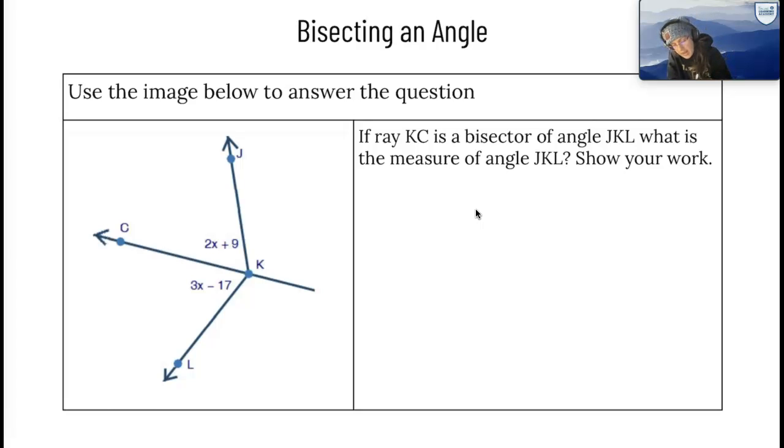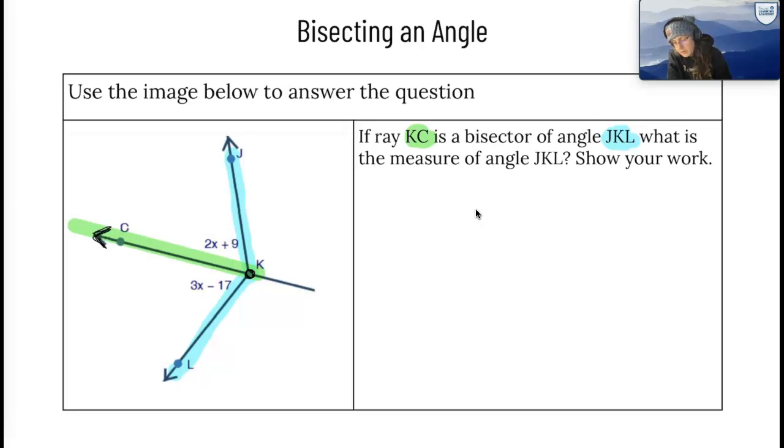So if ray KC, right here, why is it a ray? It's a ray because it has one point and then it goes on forever. That's why it's a ray. Is a bisector of angle JKL. Here, let's highlight that too. What is the measure of angle JKL?